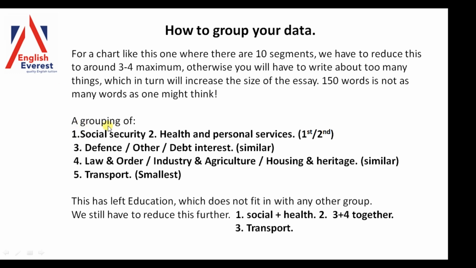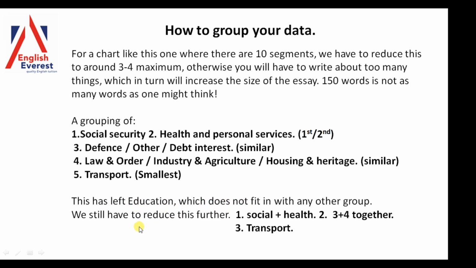Okay, so we've got a grouping of Social Security, health and personal, first and second things. Biggest, next biggest. Defence, other, debt, similar. Law, order, industry and agriculture, housing and heritage. Similar. Transport, smallest, sorry. This has left education out because it doesn't fit in with any of the other groups.